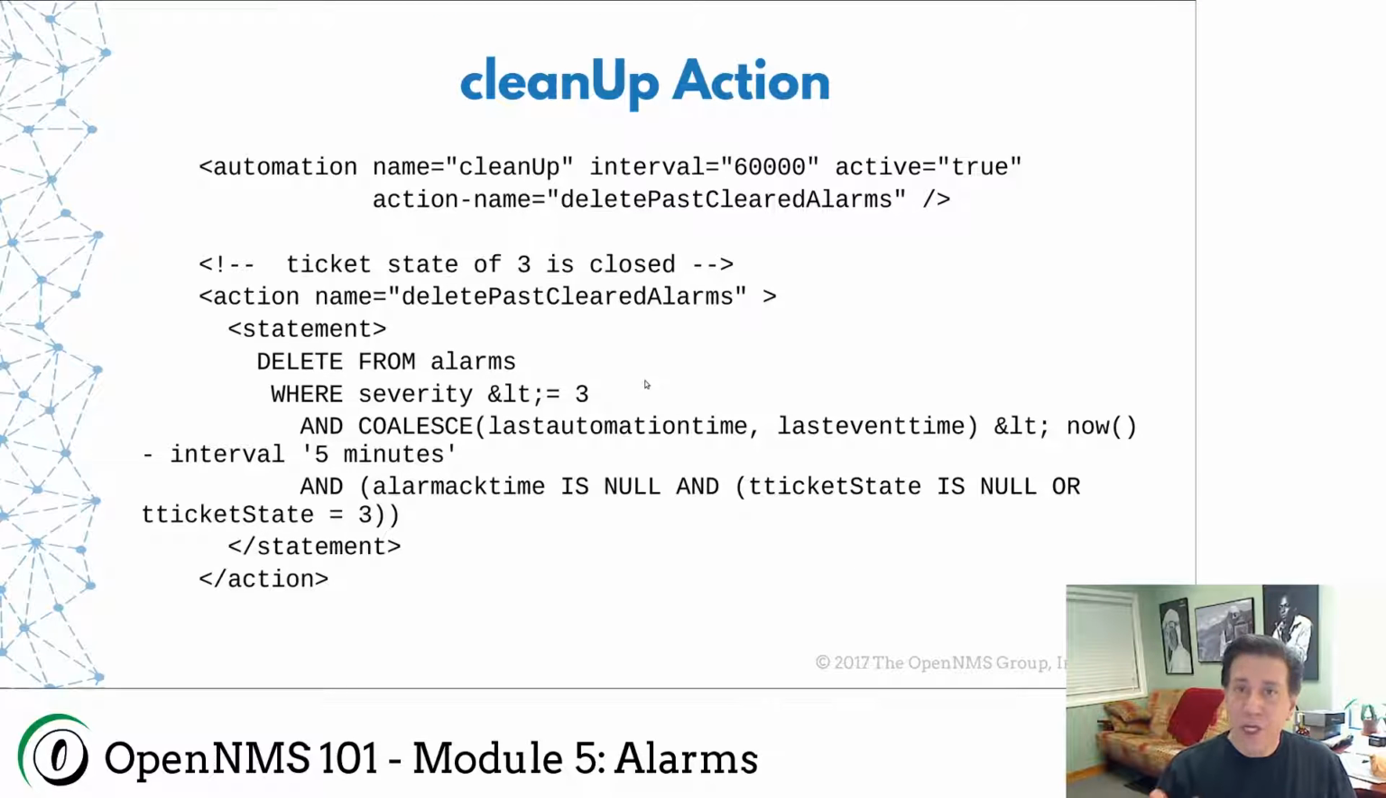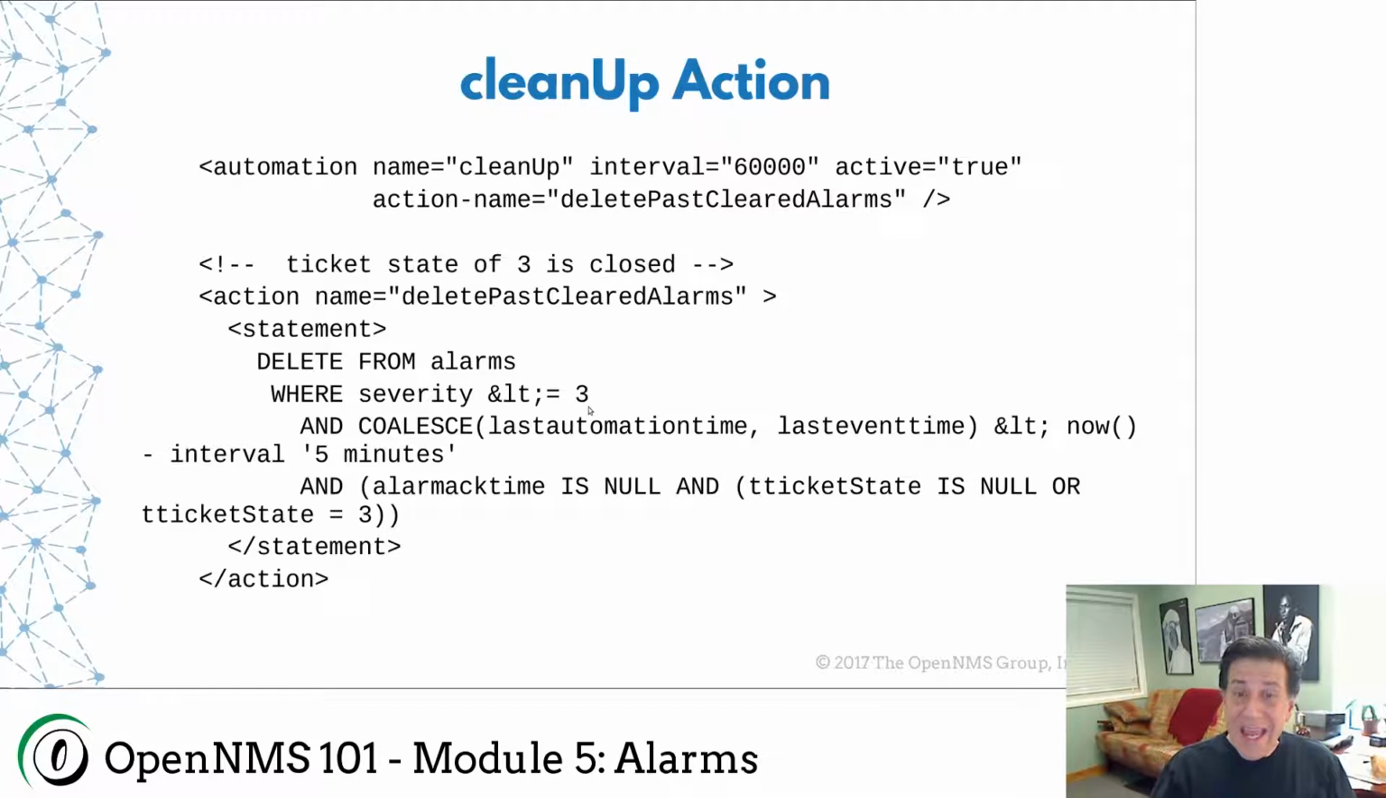So here's another automation. Remember I said here's our cleanup action. This doesn't have a trigger, so this just runs every 60 seconds. It's active, it's called cleanup, and the action we're going to do is delete past cleared alarms. So the action name is delete past cleared alarms. We're just going to run delete from alarms where severity is less than or equal to 3. I think 3 is normal, so 2 is cleared, 1 is indeterminate.